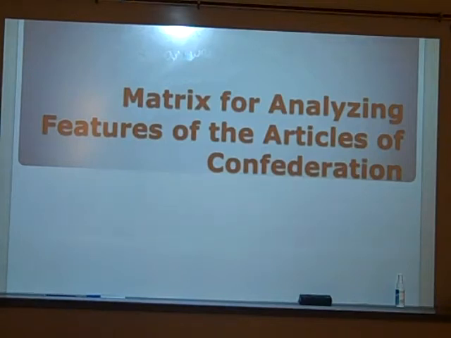Alright guys, today what we're going to look at is the Articles of Confederation. This is called the Matrix for analyzing features of the Articles of Confederation. What we're going to do is look at bits and pieces about what the actual Articles of Confederation were. This is going to be our first style of government following the American Revolution. So we're going to look at some of the strengths here at the end, and then tomorrow we're going to talk about some of the weaknesses and why we no longer have it.